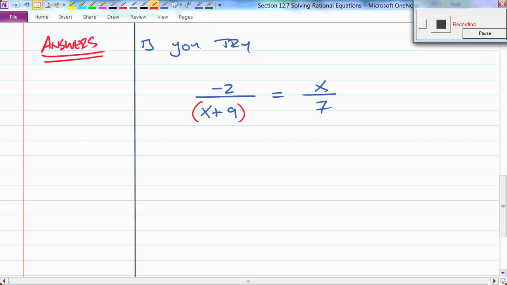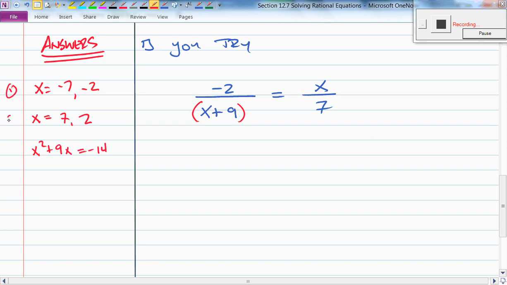Okay, here are the answers that you as a class have produced. You guys are giving me x could equal negative 7 or negative 2. x could equal positive 7 or positive 2. Or you guys gave me x squared plus 9x equals negative 14. So I have option 1, option 2, option 3. All right, which one are we going to defend? Who can defend one of these answers? Okay, you want to come up and defend it, or you just want to tell me? Okay, go ahead. Which one are you going to defend? 1, 2, or 3?